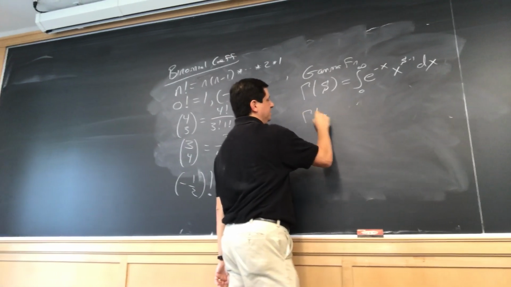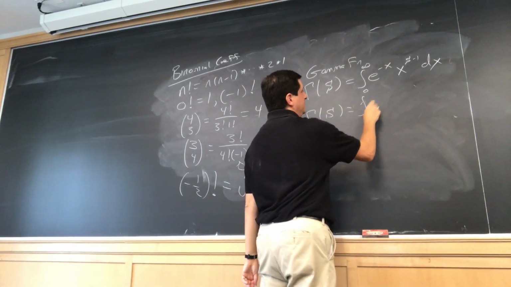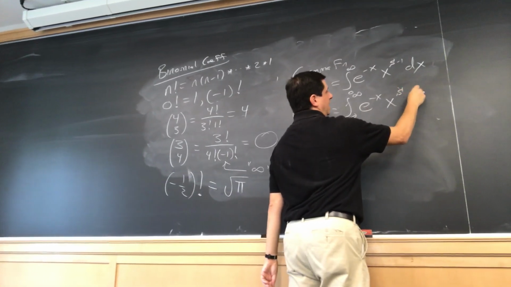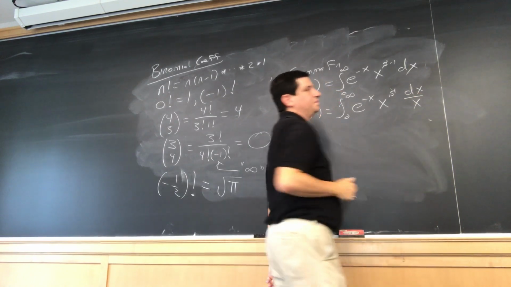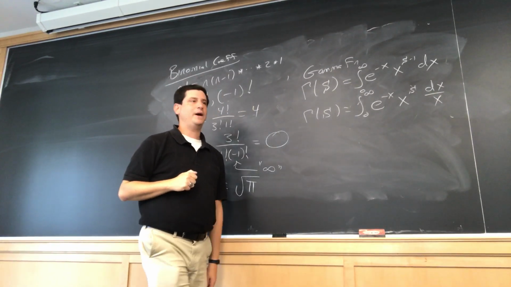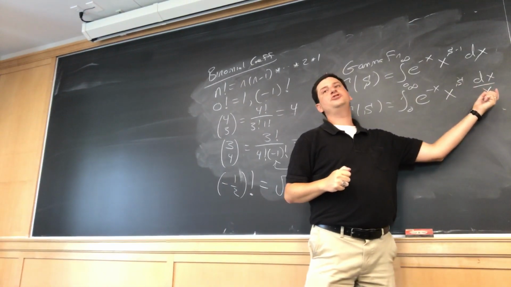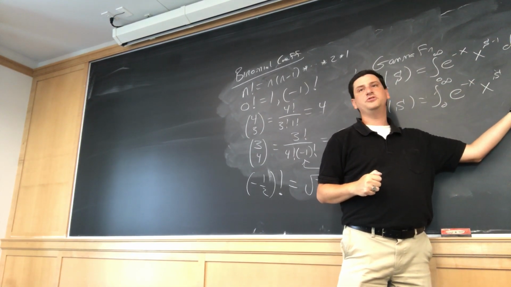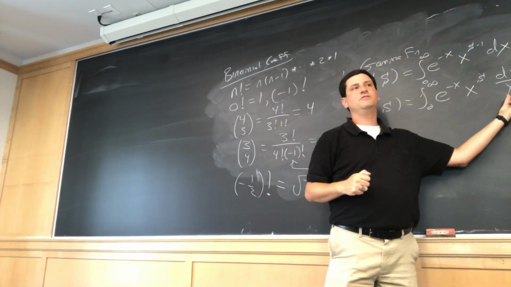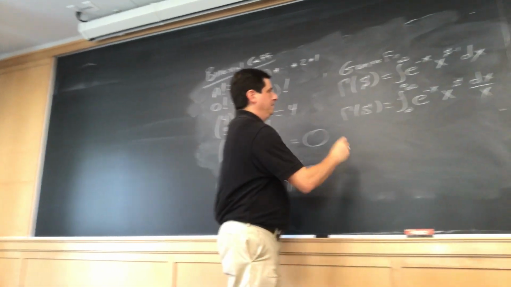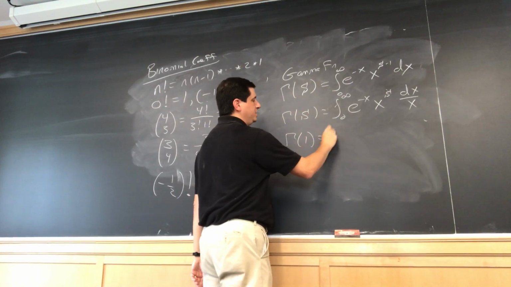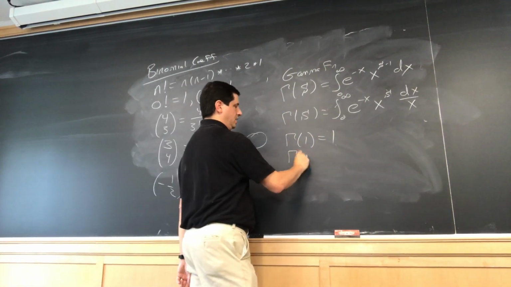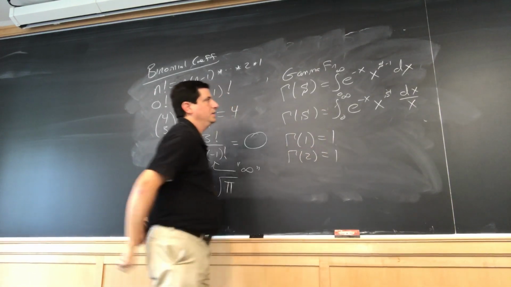Here's the reason you write it like this. If you write it as the integral from 0 to infinity, e to the minus x, x to the s, and then you have dx over x. If I rescale x by a, dx over x is unchanged. And so this is an advanced analysis result. This is a nice measure that transforms well under rescaling. If you do a little bit of work, you see gamma of 1 equals 1. Gamma of 2 equals 1.